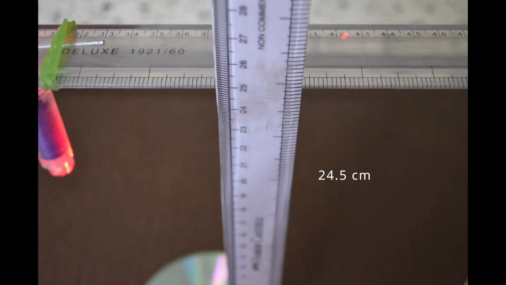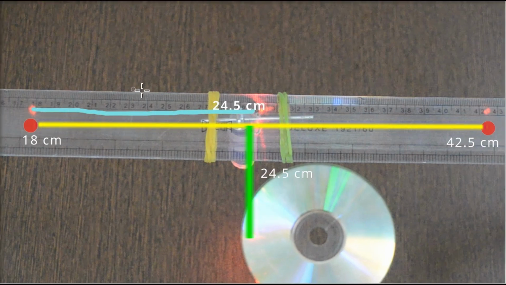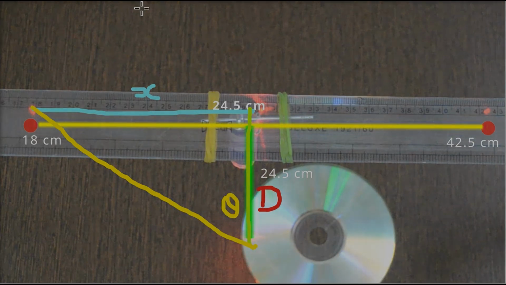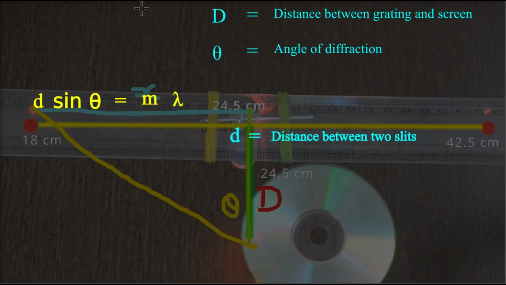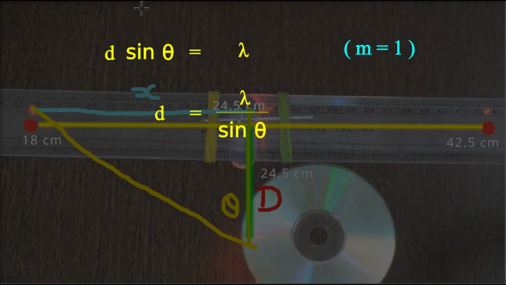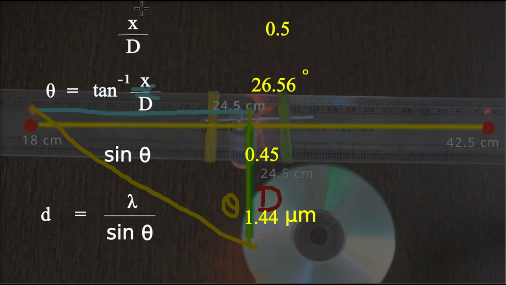X is the first order distance while D is the distance of the slit from the screen, in our case, the ruler. Theta, the angle of diffraction, can be found out by calculating tan inverse. Small d, the distance between two slits, can be calculated with the help of this formula. Lambda is the wavelength of red light, which is 650 nanometer in our case. With all the values in the equation, we get a value of 1.44 microns or micrometers.